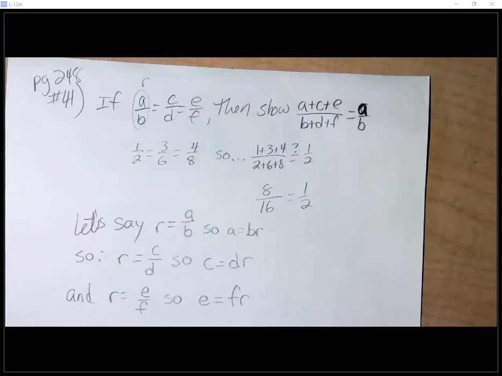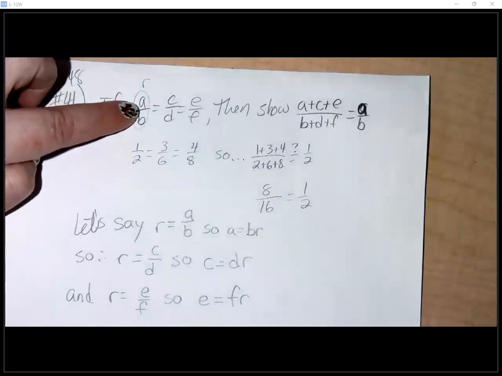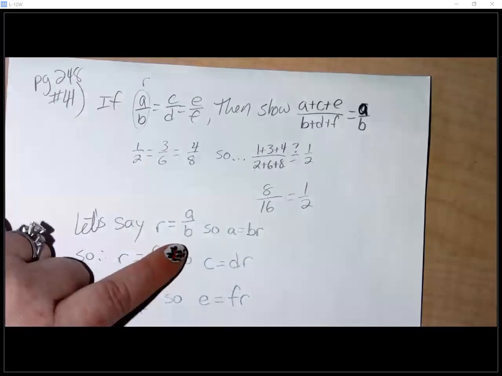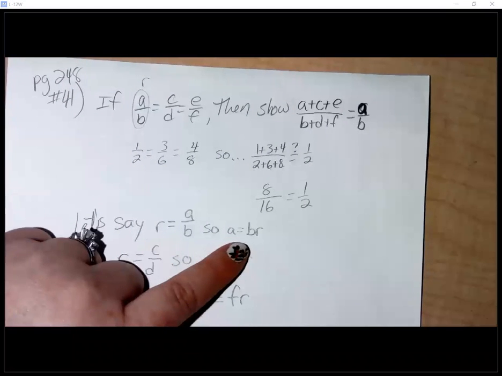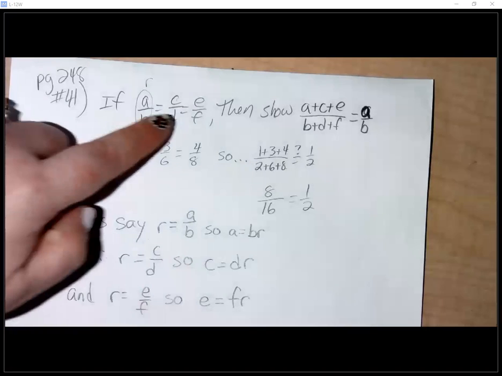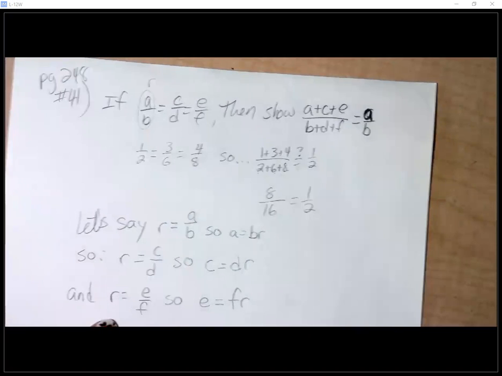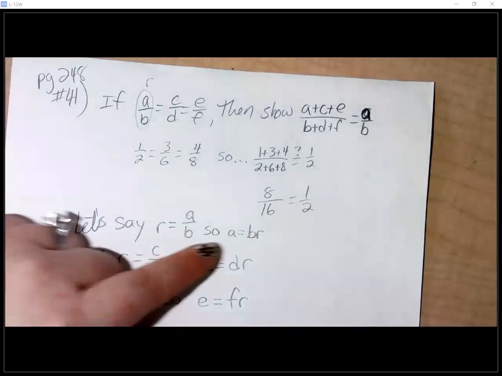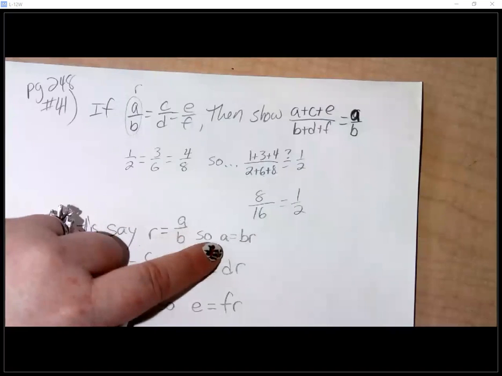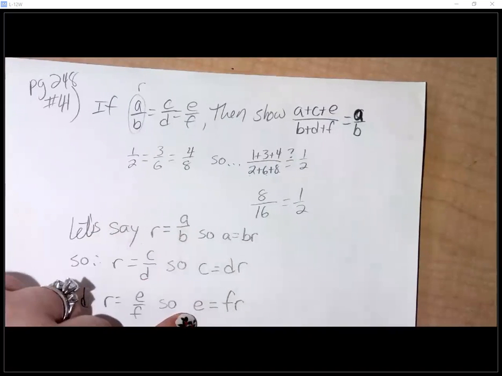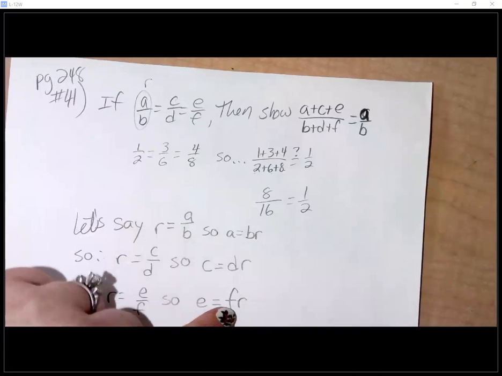Have I lost anybody so far? We're okay? We're all following this? So I just picked a random variable R to represent my first fraction. That first fraction, if I just solve it for A, I'd have A equals B times R. Then I do the same thing for each of my others. If I'm saying A over B is equal to R, that means all of them are equal to R. So R is equal to C over D and R is equal to E over F. Now, the reason why I'm doing this is because I'm getting rid of A, C, and E, and I'm writing them in terms of B, D, and F times R.